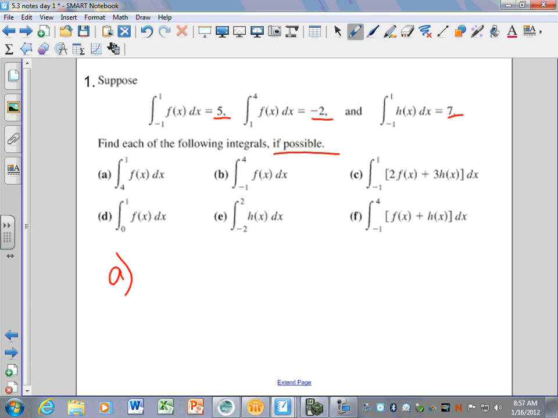Right? You see how up here, we have 1 to 4, and this one's 4 to 1, right? The number is bigger than the top, so we need to turn that around, and we could say that would be the same as saying from 1 to 4 of f of x dx if we pull that negative in front, right? And then the value of that integral is -2. So I think the answer to A would be 2.